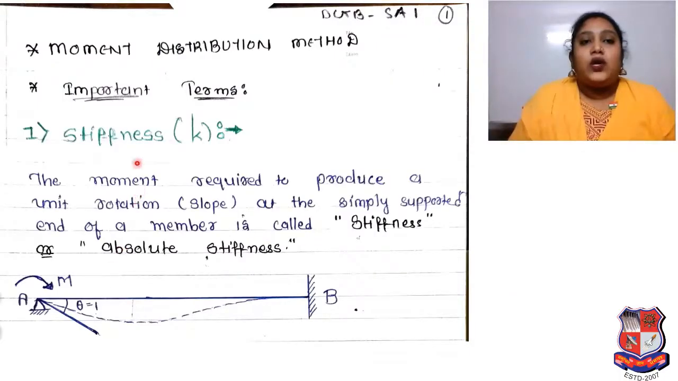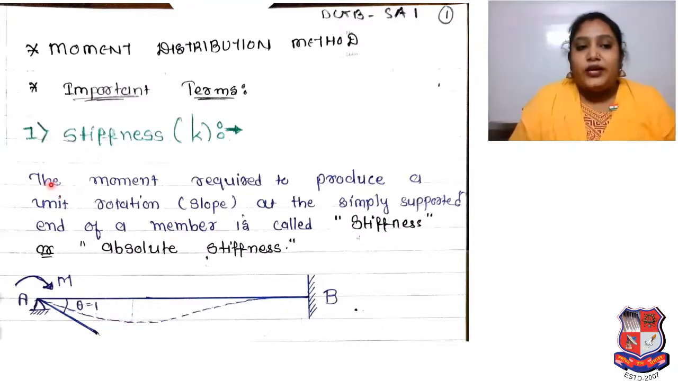Today we are going to learn the moment distribution method, so we have to focus on some fundamental basic points which we will use in problem calculations. These fundamental points are some important terms. At first, stiffness. What is stiffness? Stiffness is denoted by small k. The moment required to produce a unit rotation, meaning slope, at the simply supported end of a member is called stiffness or absolute stiffness.